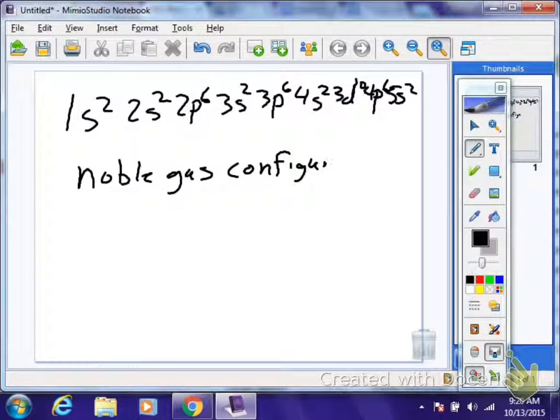Now, I did not write out the orbital notation for this because it becomes really tough to figure out. It's much better to use a noble gas configuration, a shorter method, to show it. So again, we've got strontium, and what we're going to do is write krypton in brackets.